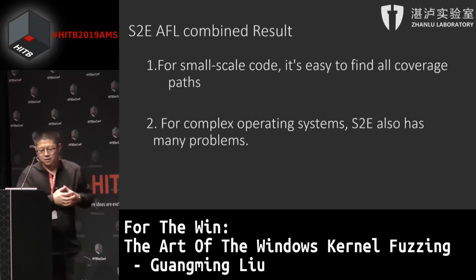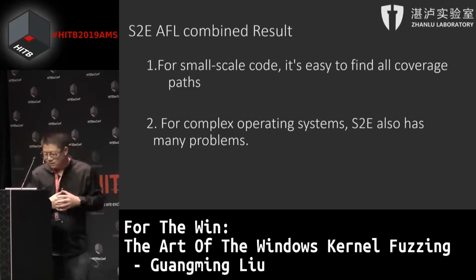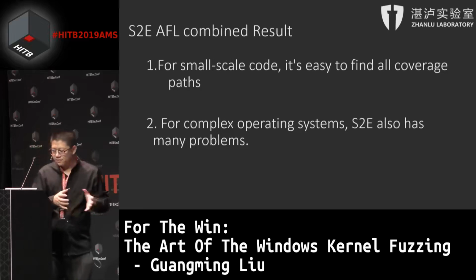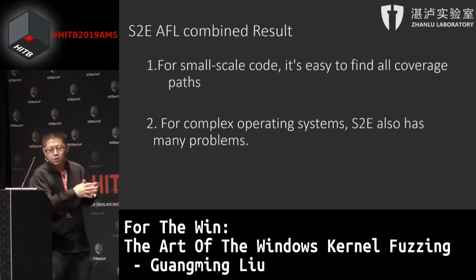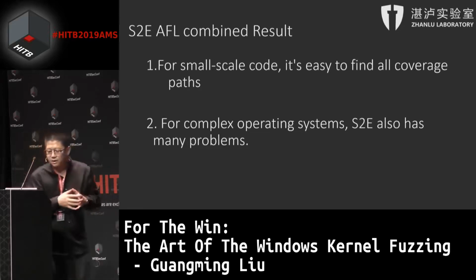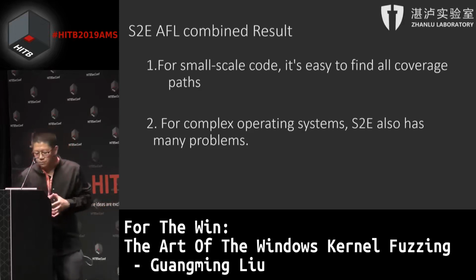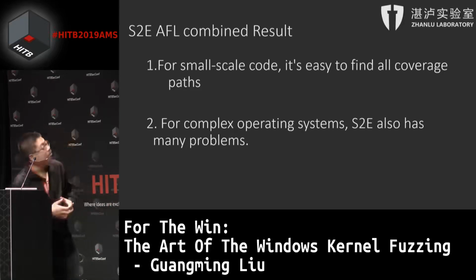Here is the combined result. We can find that for small scale code, it's easy to find all the coverage paths, and for a complex operating system, S2E also has many problems.